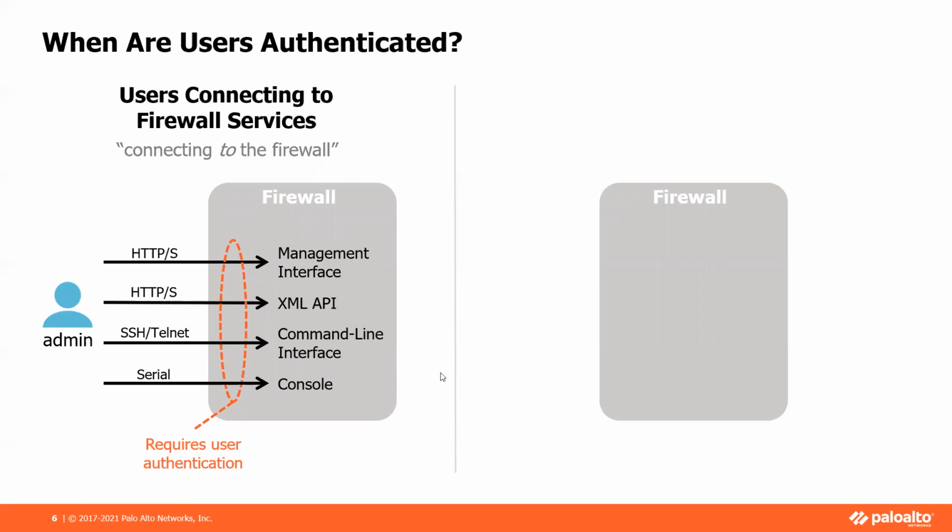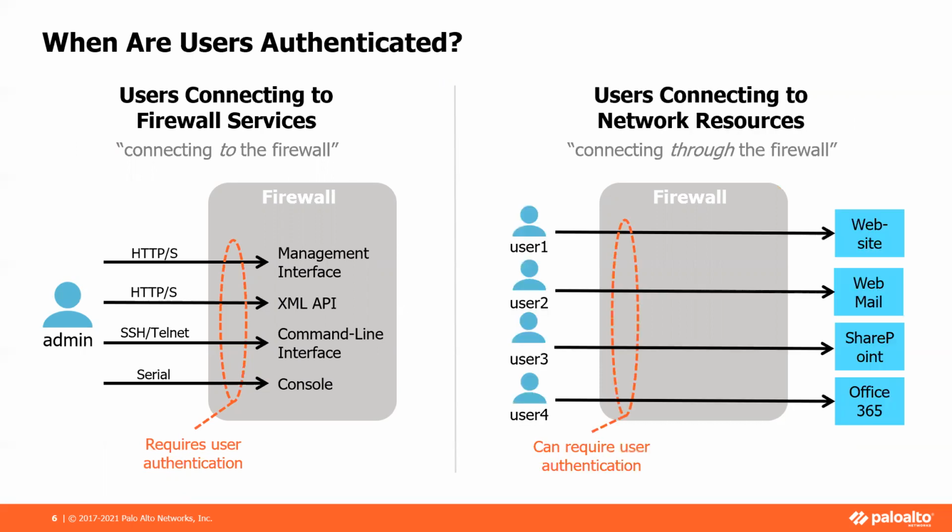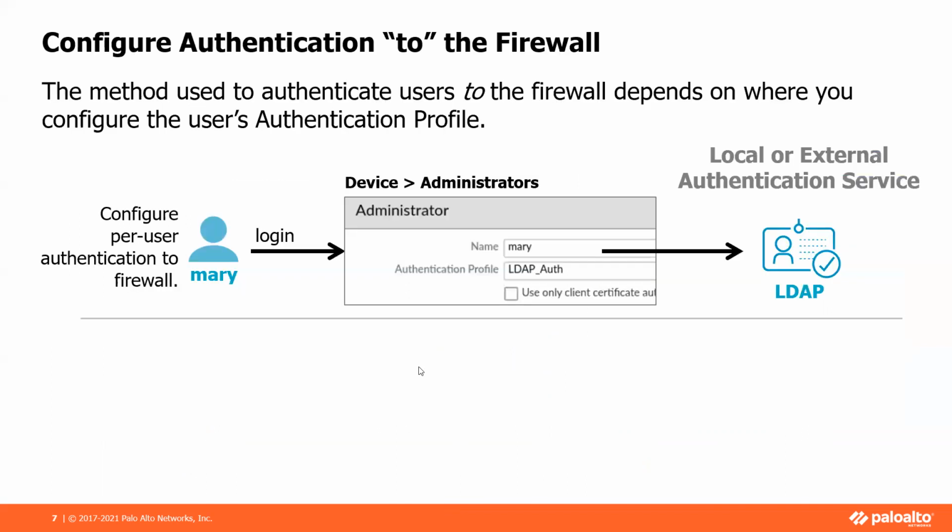So how are users authenticating or connecting through the firewall? So far, we've worked with the management interface through HTTPS. You would also have things like the XML API, the command line interface, as well as the serial console. And when those users are connecting to resources such as the website, webmail, SharePoint, Office 365, those can also require user authentication in order to go through the firewall itself. The ones on the left are connecting to the firewall. The ones on the right are connecting through the firewall.